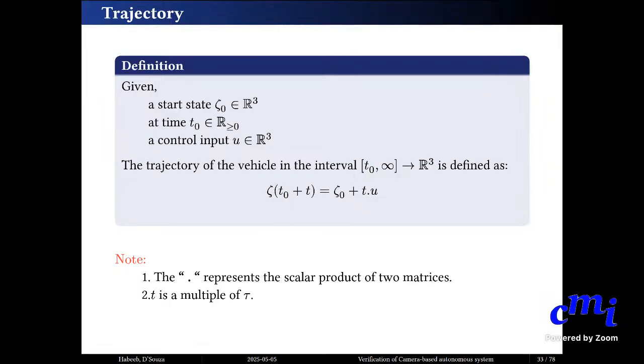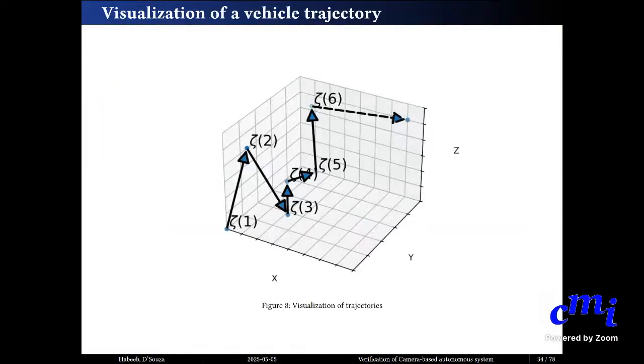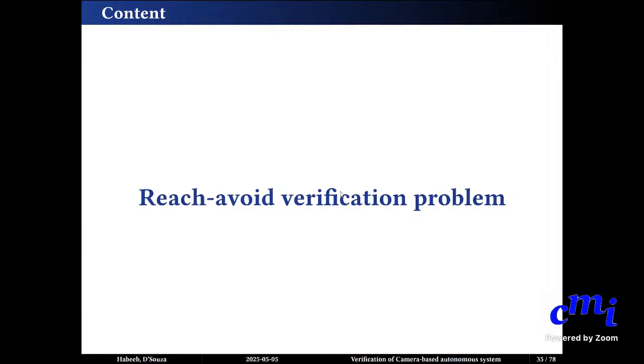So this is the trajectory of the vehicle. If you visualize the trajectory, it will look something like this. At tau 1, I'm at this position. At tau 2, I'm at this position. At tau 3, I'm at this position, something like this. So this is one trajectory of the vehicle. Now the reach-avoid verification problem.